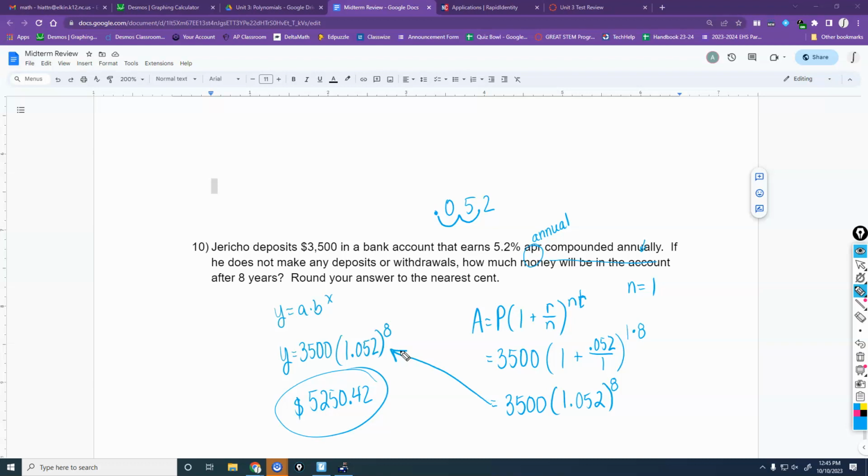I have a feeling the one you're going to see is probably going to be more like this and probably not compound interest, but it could just be a feeling.